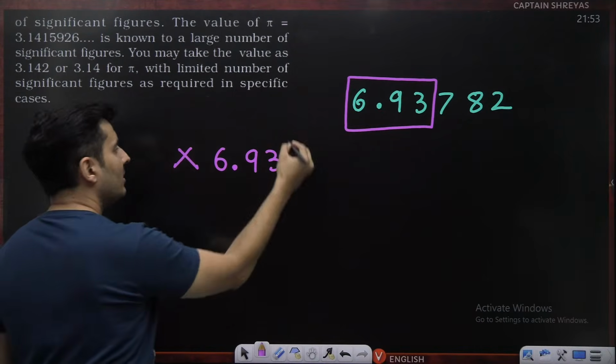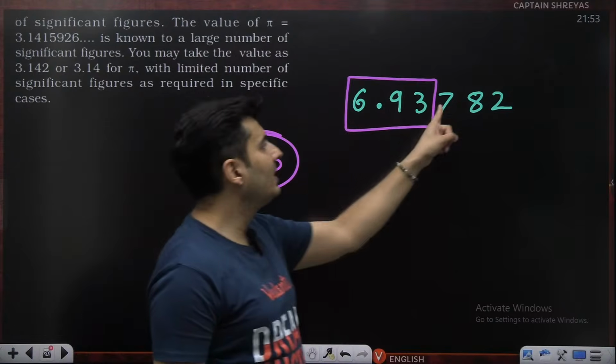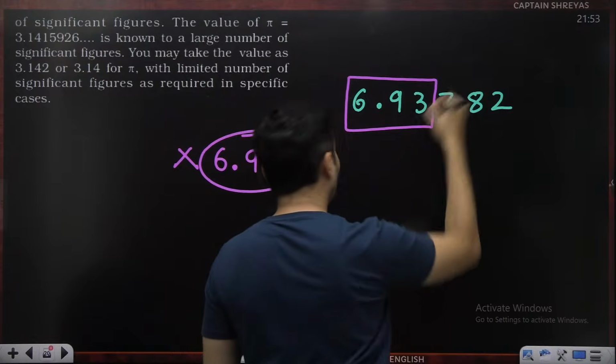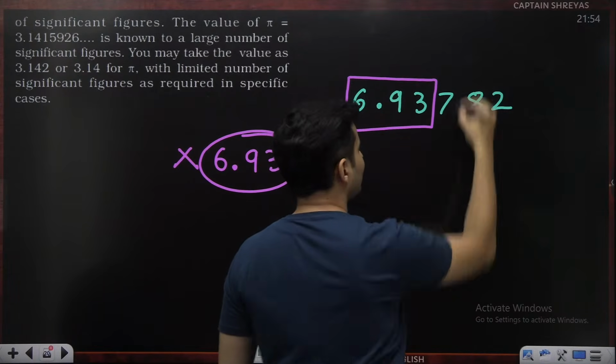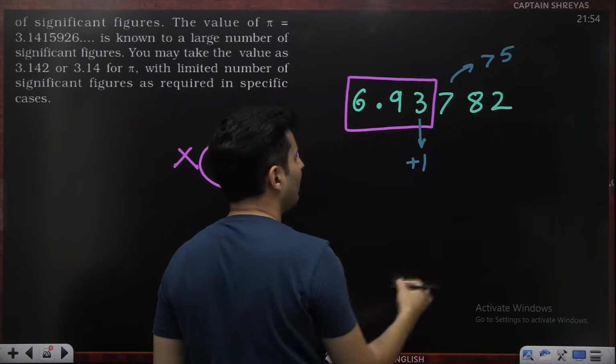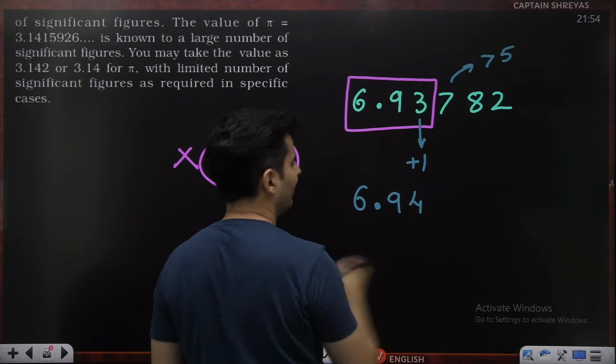This is wrong. This is not 6.93, because after 3 there is 7. So had you rounded it off properly, because this 7 is more than 5, you should increment this by 1. So the correct rounded off value should have been 6.94.